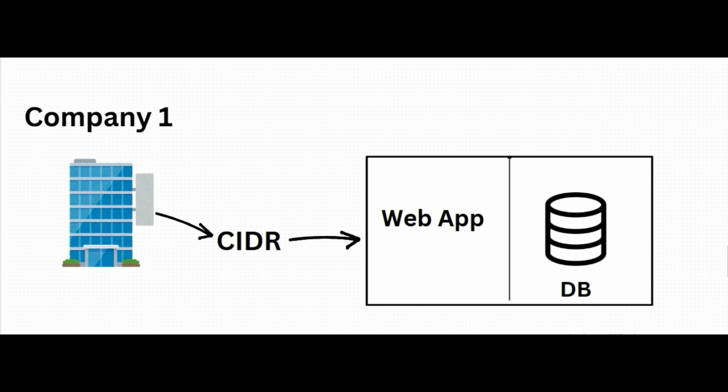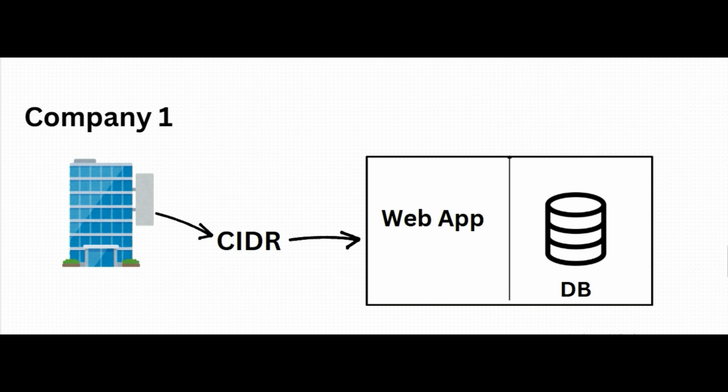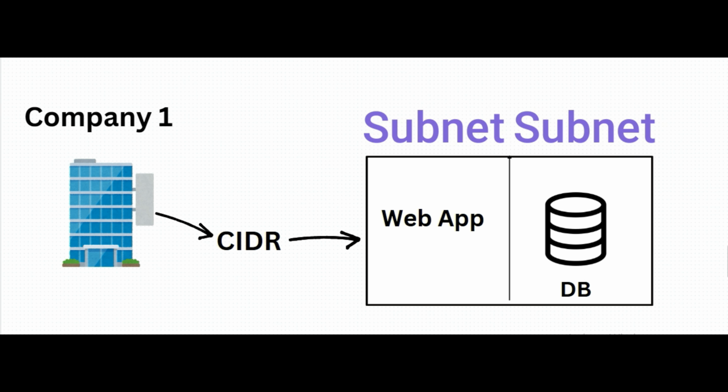Assume company 1 has two applications. One is a web app, and that web app is associated with a database. The company wants the web app to be accessible to users, but the database should not be directly accessible to the user. Then Azure divides the VNet into smaller logical layers. We call it a subnet. Subnet 1 hosts the web app, and subnet 2 hosts the database. Subnets allow you to logically separate and manage resources while staying within the same network or same VNet.